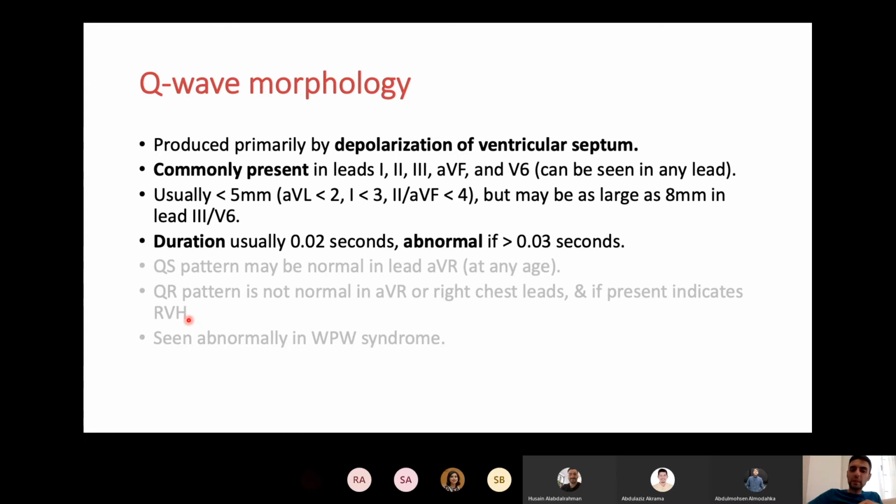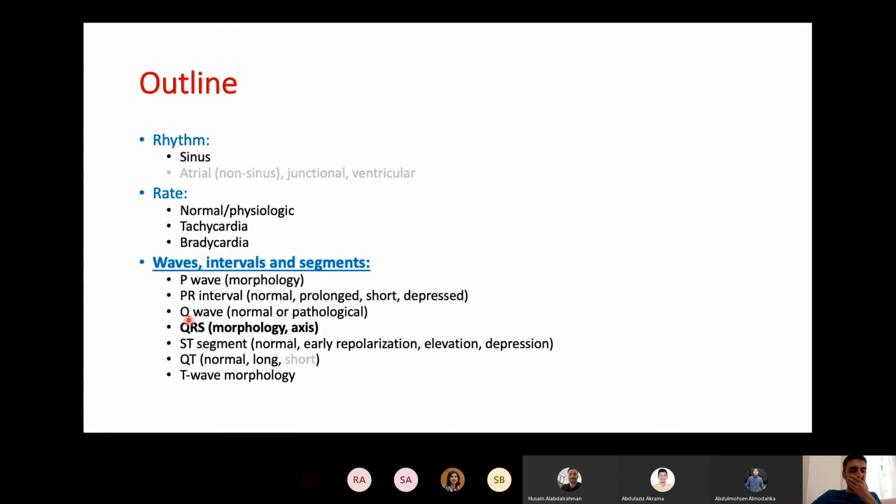Okay. So the Q wave is a very important wave. You should not miss wide Q waves, because again, it could be very significant. Okay, so now the QRS. The QRS is similar to the P wave. You focus on the axis of the QRS and the morphology of the QRS.